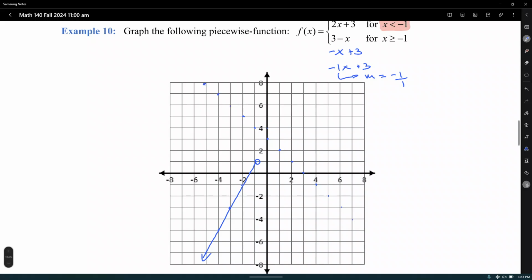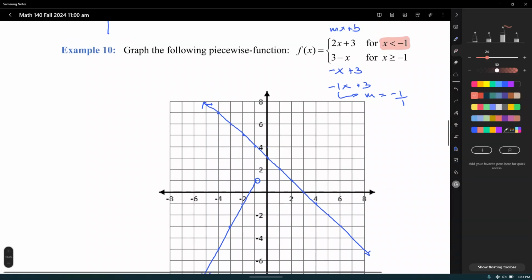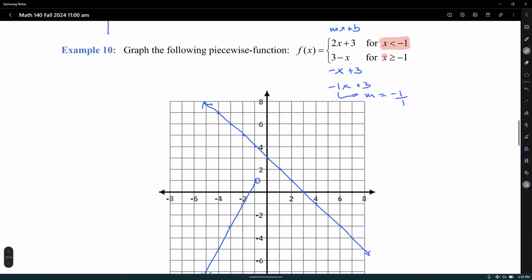But again, this is the graph of the whole function, for all real numbers. However, look at the condition for the second piece. This is for x greater than or equal to negative 1. So let's go to negative 1 and identify the y value right here.